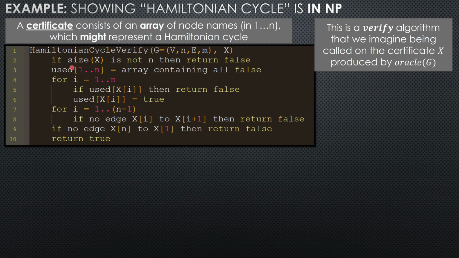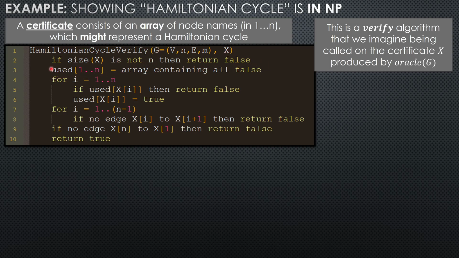First thing we'll check: if the size of X is not n, because how many nodes should there be on this Hamiltonian cycle? There should be exactly n nodes involved in the Hamiltonian cycle. Each node should appear exactly once in the cycle, n of them. So if the size of X is not n nodes, we return false.